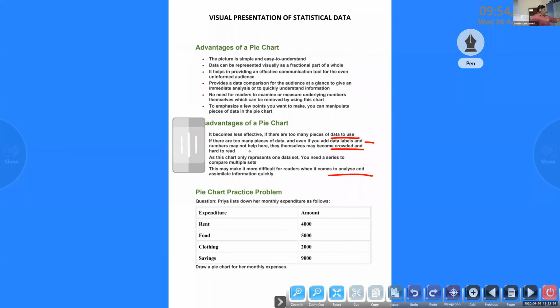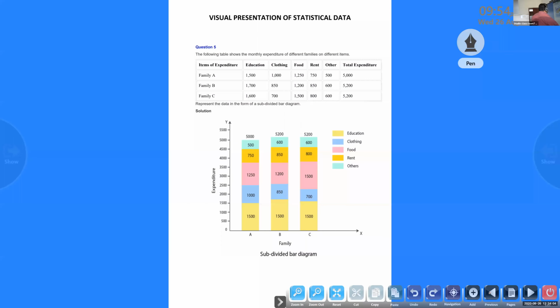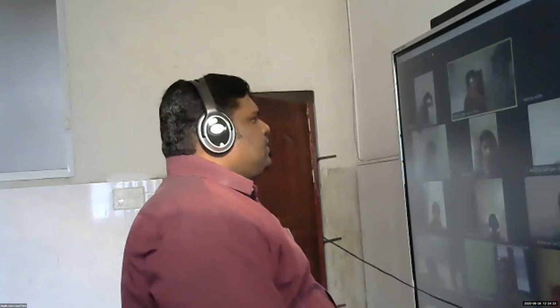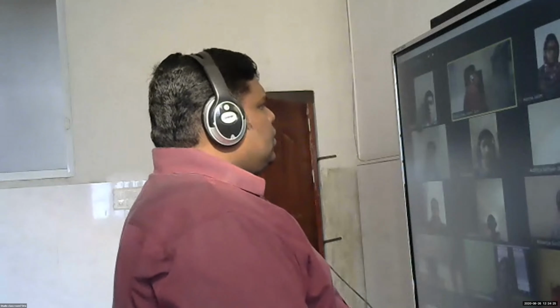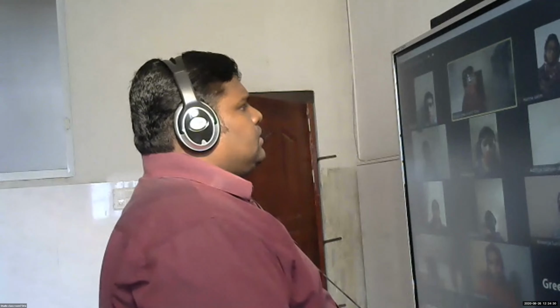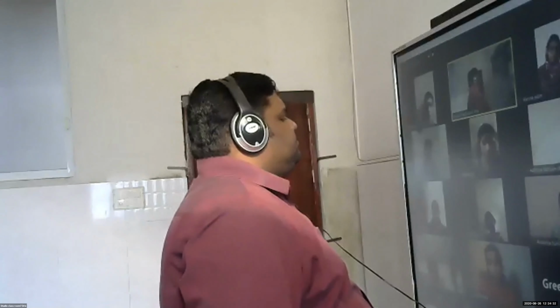So today we discussed the visual presentation of data, and in it the various diagrams. In bar diagrams, we discussed the simple bar diagram, multiple bar diagram, and component bar diagram. And we discussed the pie diagram also. Next, we are moving directly to the frequency diagram. What is the importance of the frequency diagram? You already know how to construct a frequency diagram, right? So what are the advantages of the frequency diagram?